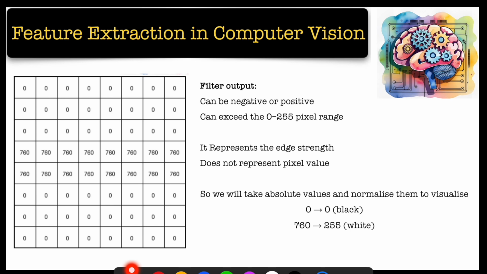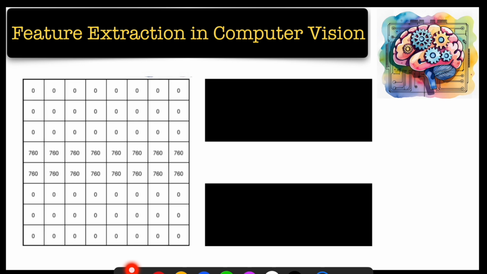So we usually take the absolute values because it doesn't matter which side we have darker and which side we have brighter. It's basically that we found one edge, right? So we take the absolute values and normalize the values to visualize. In some way we'll be normalizing the values to get one output like this, and this output we can visualize like this. So there we have found one edge.